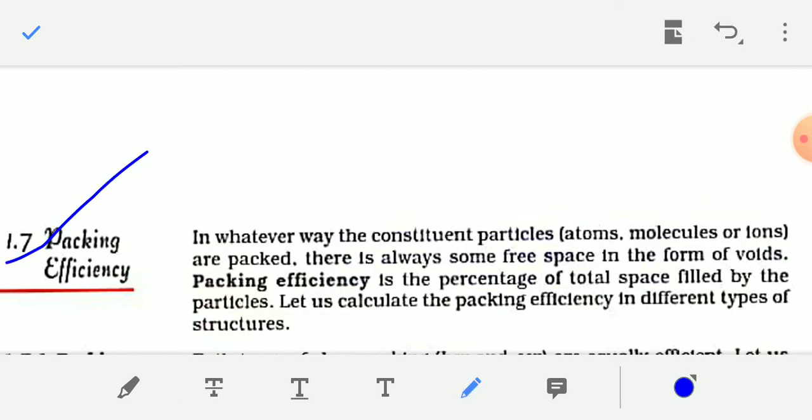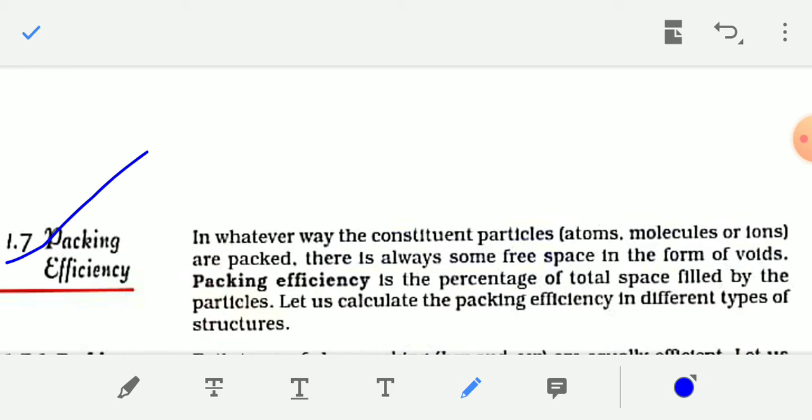You have to remember that in a simple cubic unit cell there is only one particle per unit cell on an average, and in case of face centered cubic unit cell there are four particles per unit cell, and in case of body centered cubic unit cell there are two particles per unit cell. You have to remember this point.